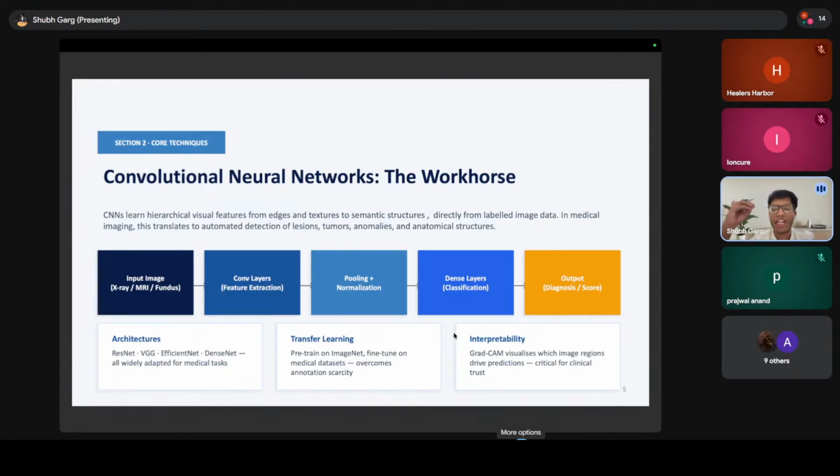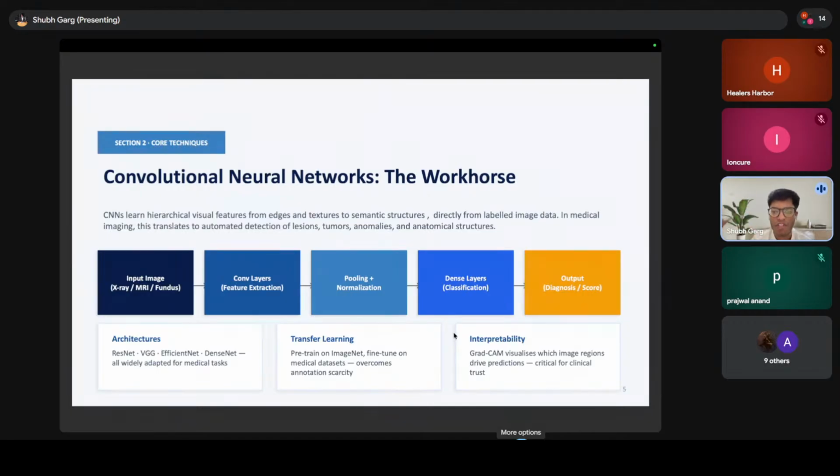Rather than hand engineering features, telling the algorithm, look for particular edges, look for particular textures, look for particular features, and so on, a CNN learns those features directly from the data. You show it thousands of labeled images, and it figures out layer by layer what patterns to look for and what outcomes to give.